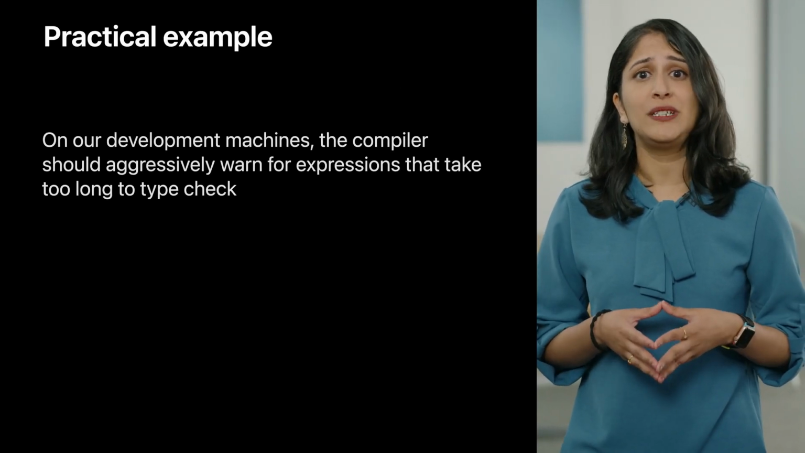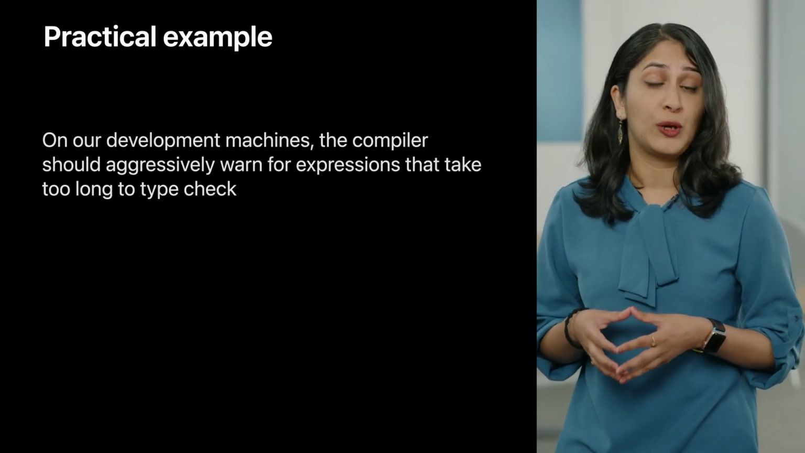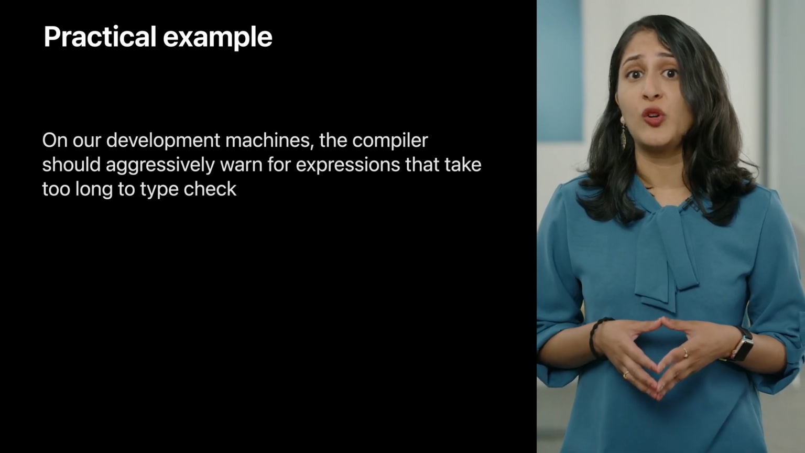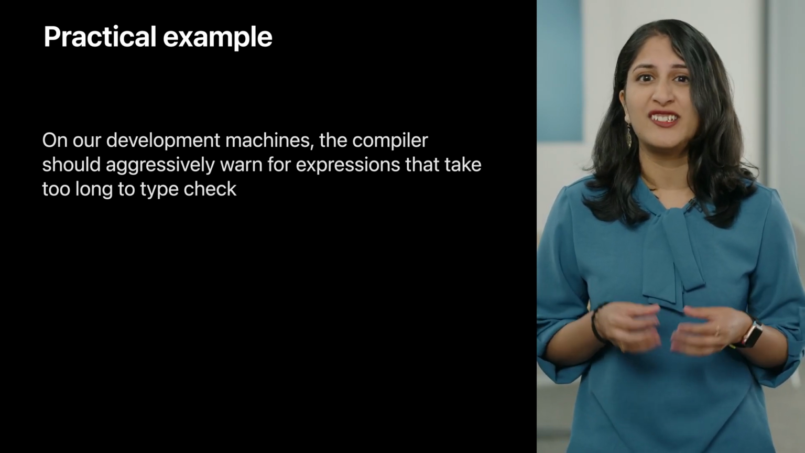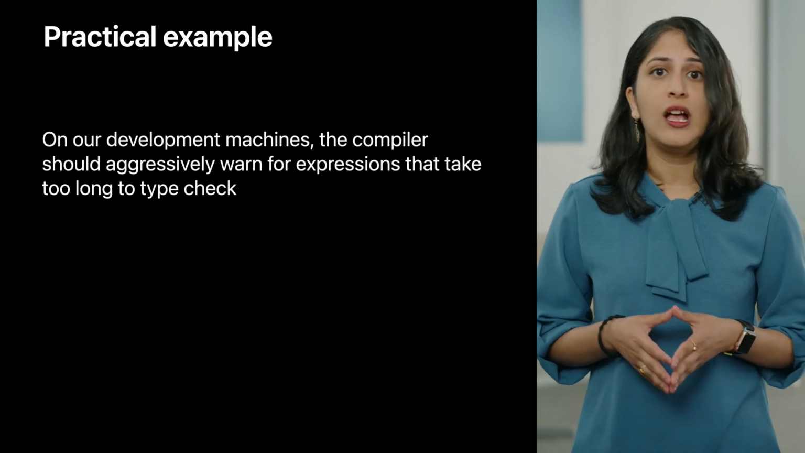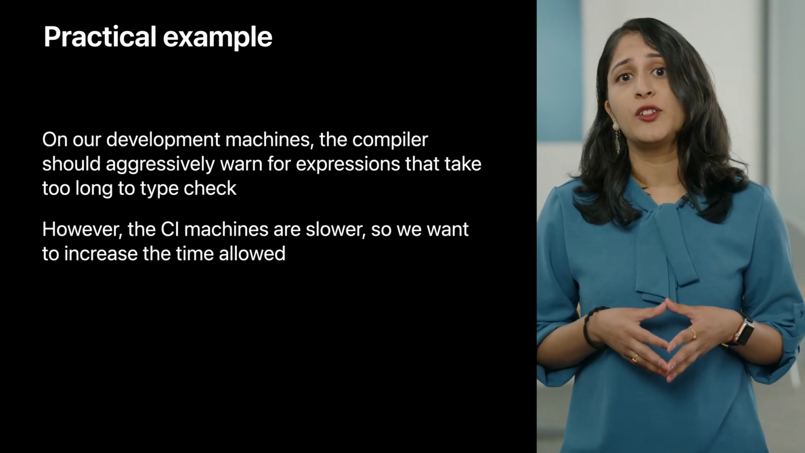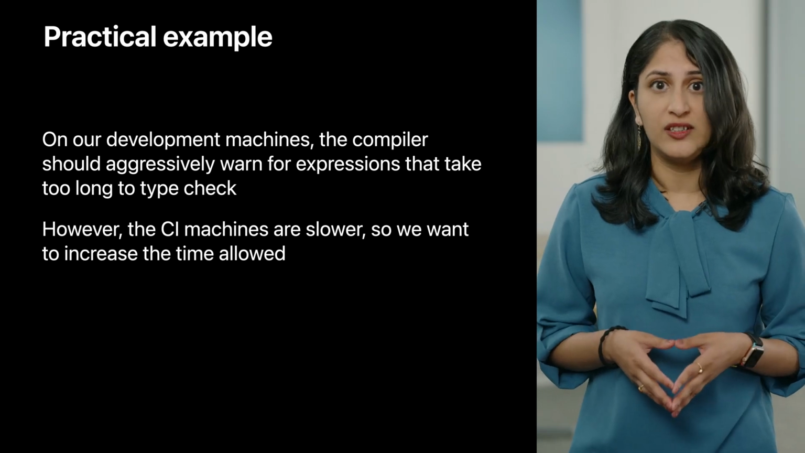So let's take a look at how you might pull all of this information together in a real-world scenario. In this example, we'll be taking a look at how to solve the following problem. On our development machines, the compiler should aggressively warn for expressions that take too long to type check. However, the CI machines are slower, so the time for expression checking should be increased.